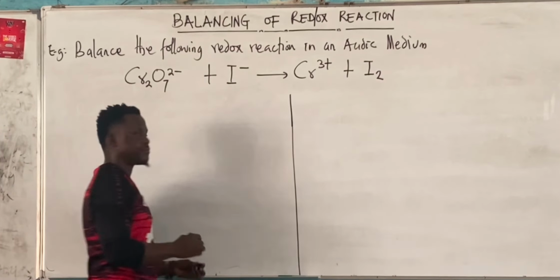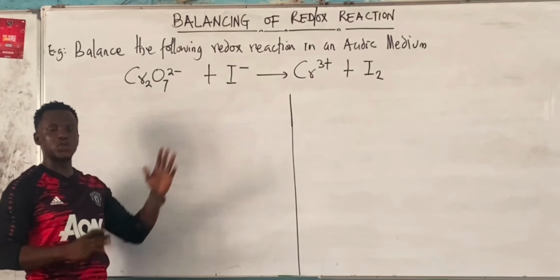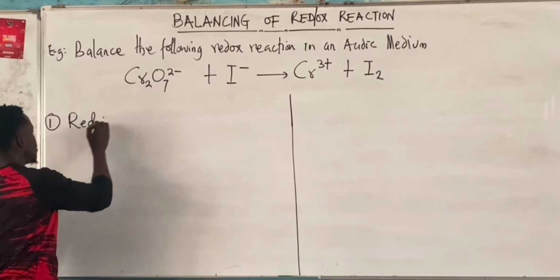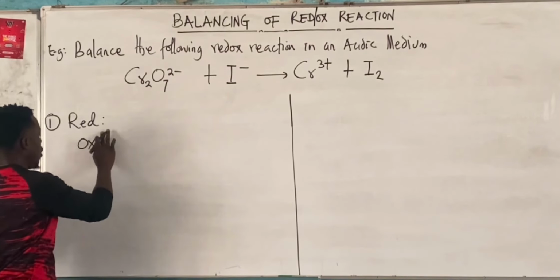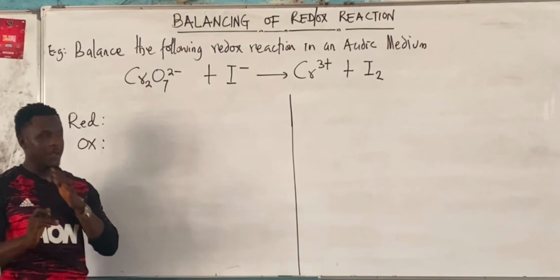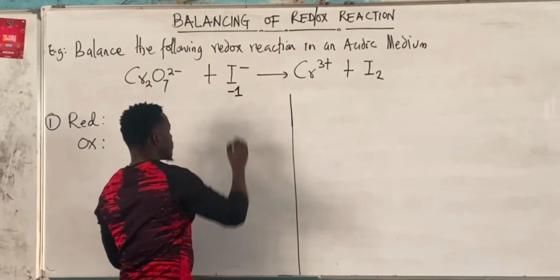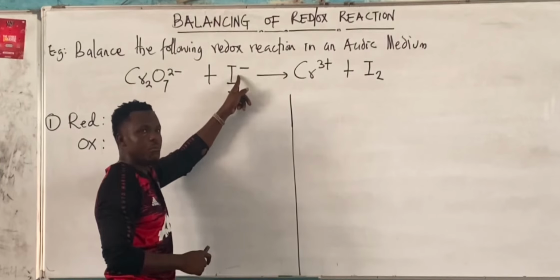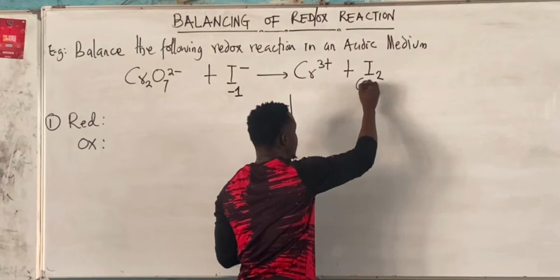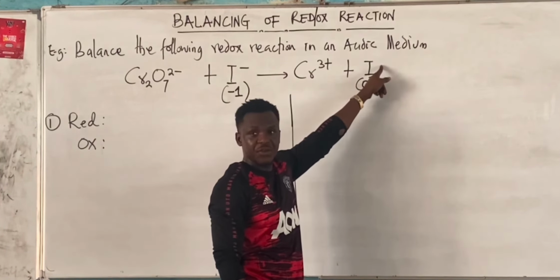Alright, please look up. Now having done that, let's split this equation into two half cells. That's rule number 1. We want to have our reduction, and we want to have our oxidation. So let's go ahead and split it into two half cells using the oxidation number. Please look up. The oxidation number of this guy here would be -1, because this guy is a monoatomic ion. The oxidation number of iodine here will be 0, because this guy is uncombined, an element in a free state.